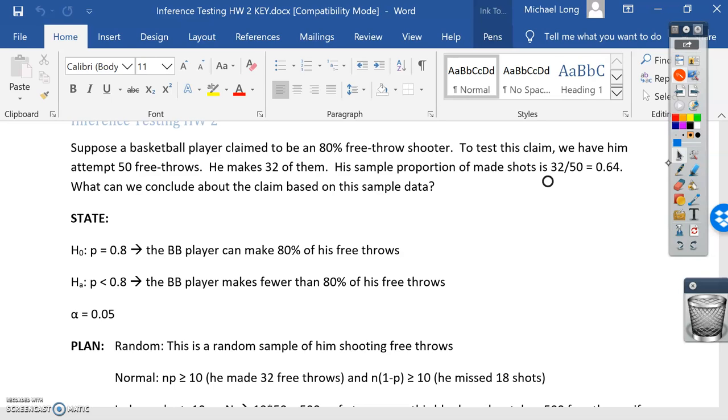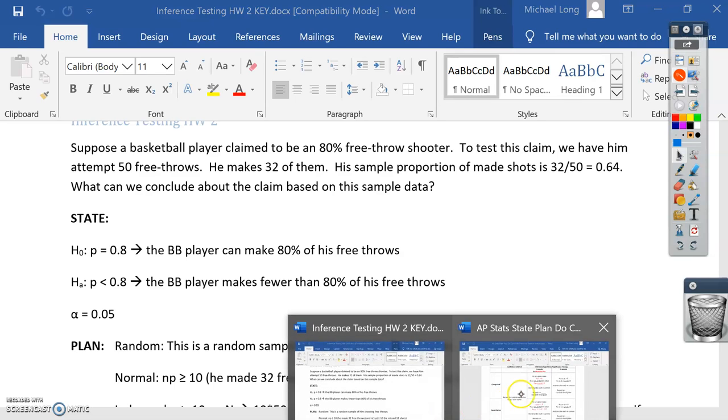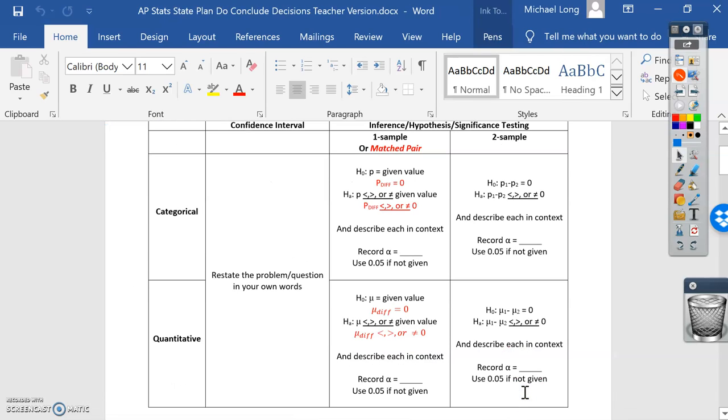If you notice, the two symbols are p, not p-hat, because we're trying to predict for all the free throws that he shoots, which is his population. We're going to use our p-hat to either confirm or refute his claim. Okay, so these are the three things that we need to include in the state section: a null hypothesis in symbols and words, an alternative hypothesis in symbols and words, and the alpha level. If you take a look at your notes, that's exactly what it says here. Our null hypothesis and alternative hypothesis, each in context, means in words, and we record the alpha level.